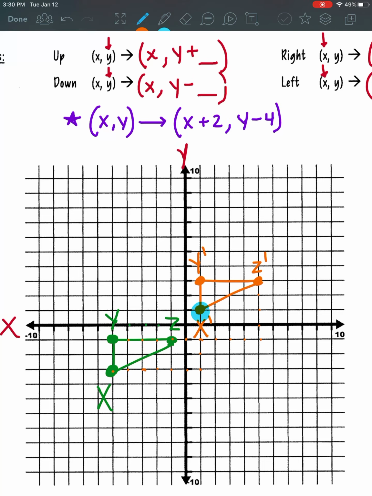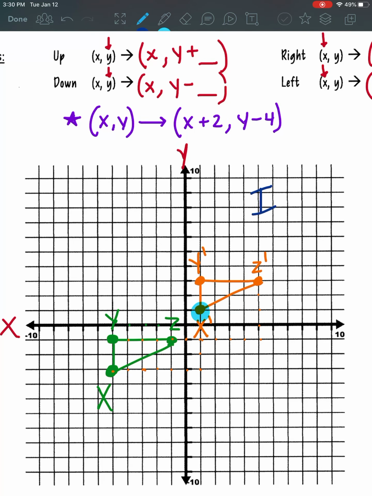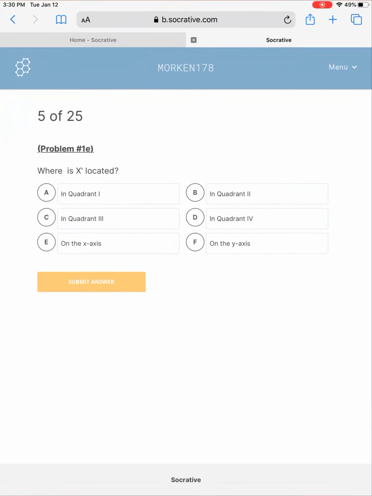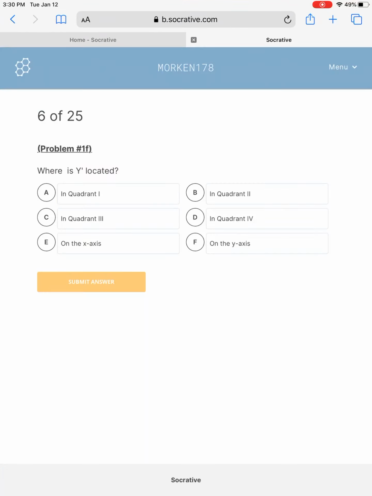Which quadrant is it located in? If we forget our quadrants, remember, quadrant 1 starts in the upper right-hand corner. It's all positive numbers. And then this is quadrant 2, quadrant 3, and most often we label quadrants with Roman numerals, quadrant 4. So X prime is in quadrant 1.